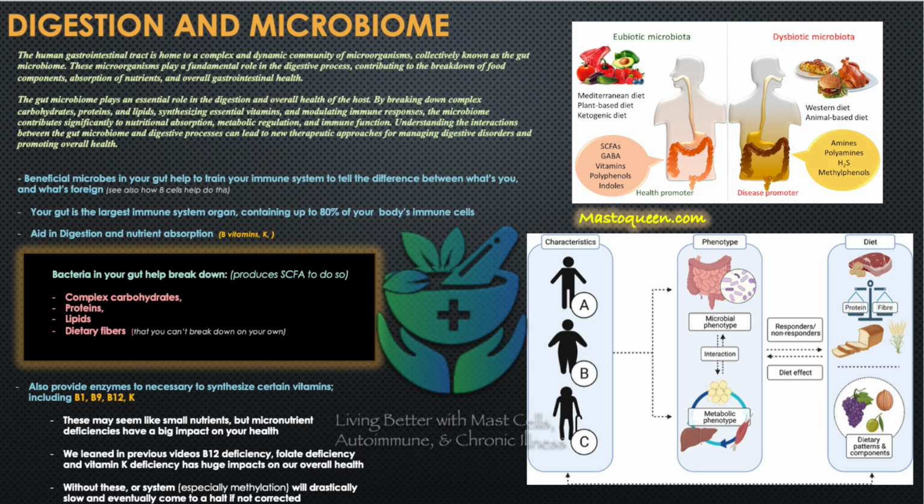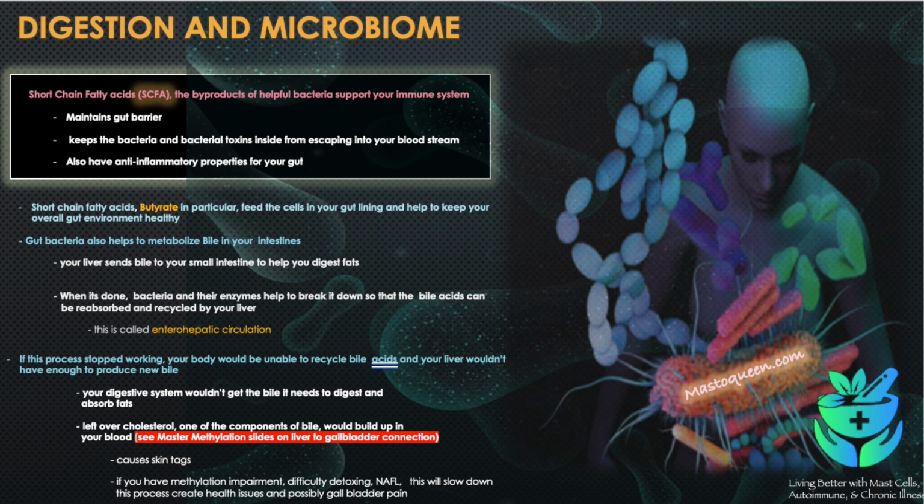And the bacteria in your gut help break down complex carbohydrates, proteins, lipids, and dietary fibers. Believe it or not, you can't break them down on your own. You need the gut microbiome to help you do that. And they produce short-chain fatty acids to do it. Short-chain fatty acids are the byproducts of helpful bacteria that support your immune system. They maintain the gut barrier. It keeps the bacteria and bacterial toxins inside from escaping into your bloodstream. They also have anti-inflammatory properties for your gut.